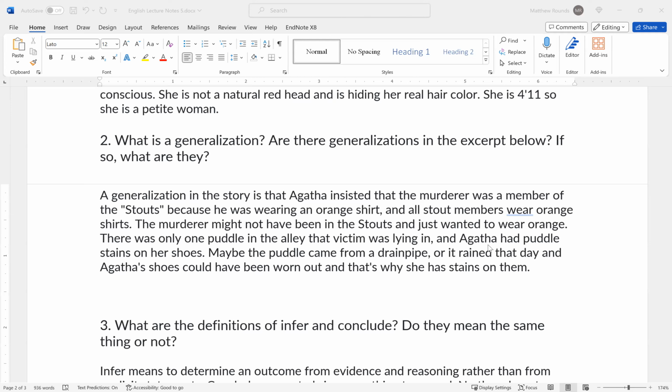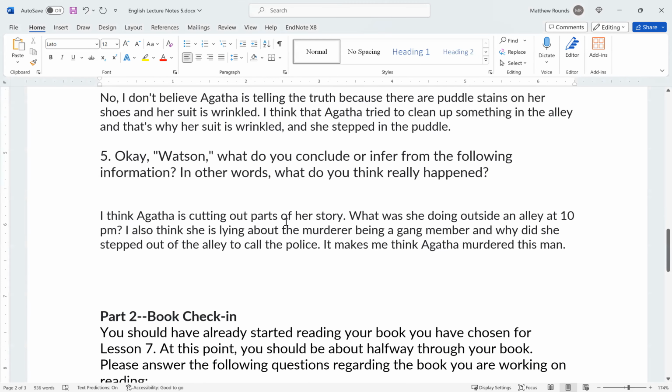For number five in the third sentence, okay. Sentence one, okay. I also think she is lying about the murderer being a gang member and why did she step out of the alley to call the police? Weird, with a question mark. Replace. All right. So she's saying, I also think she's lying about the murderer being a gang member, comma.